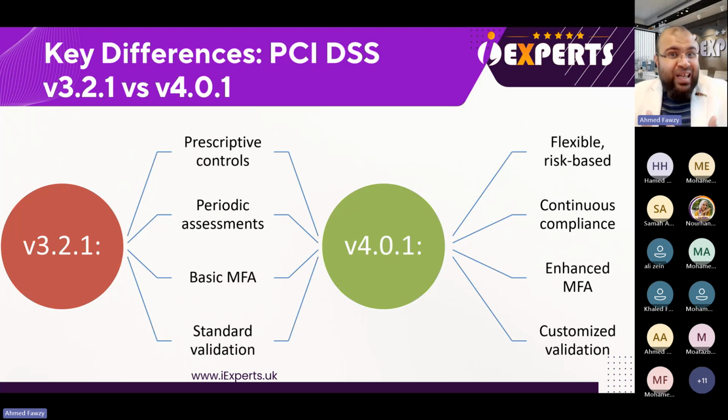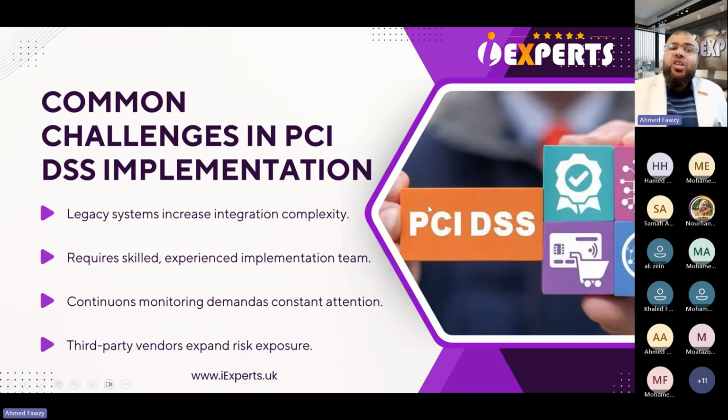While in 4.0.1, the latest version of PCI DSS, we now have flexible, risk-based, continuous compliance, enhanced MFA, multi-factor authentication, and customized validation. So it is extremely important to understand these requirements, which mean more confidentiality, more integrity. However, as we know, PCI DSS does not consider availability too much. If you have availability set up inside your organization, it will set some extra requirements for that, but if you do not have it, it will not be one of the requirements. So PCI DSS does not require you to have a disaster recovery site or something like that.